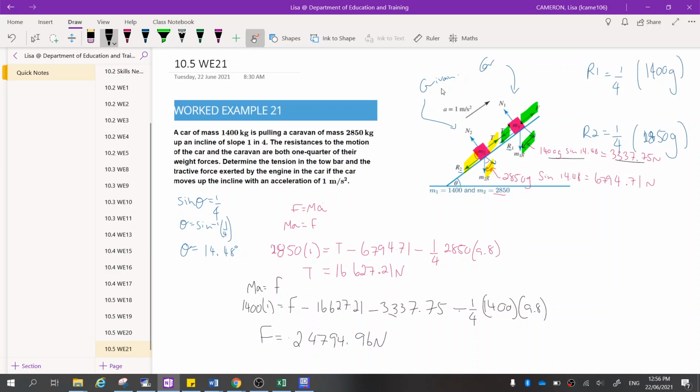So like I said, if you'd like to see in more detail how I got all the way up to this section here, and then I forgot to add on this resistance force, you can see that in the other video that's provided.